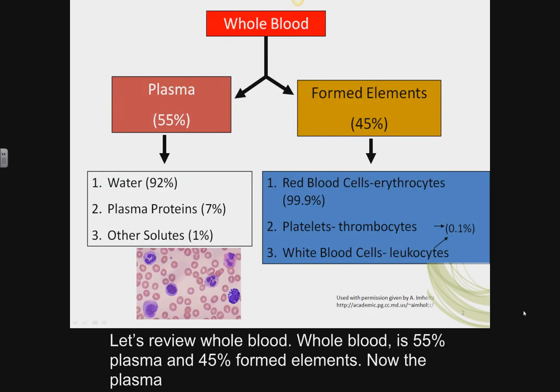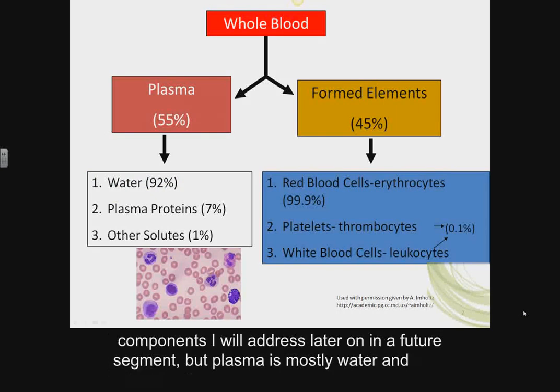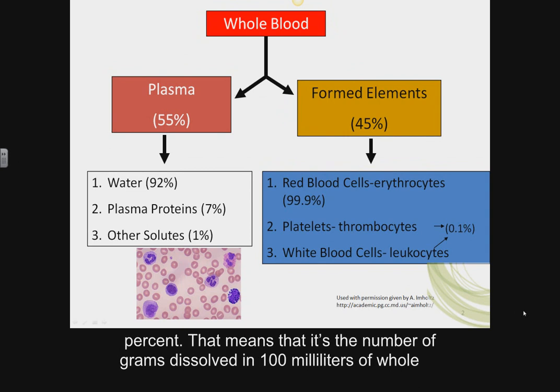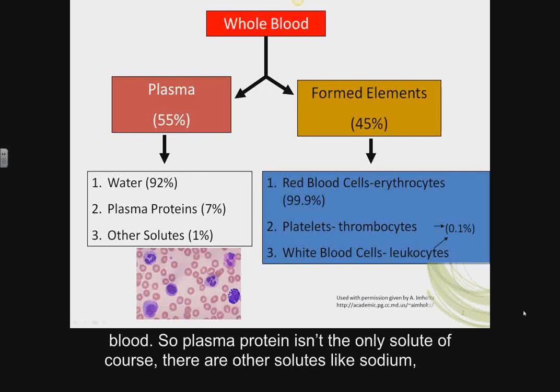Let's review whole blood. Whole blood is 55% plasma and 45% formed elements. Now the plasma components I will address later on in a future segment, but plasma for right now is mostly water, and there is about 7 grams percent plasma protein. Maybe that's a new term for you, grams percent. That means that's the number of grams dissolved in 100 milliliters of whole blood.